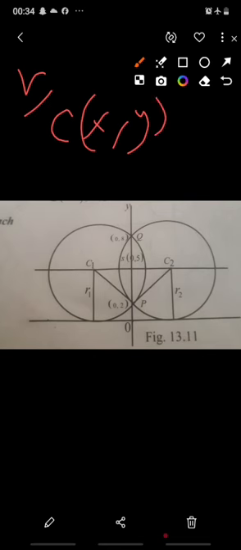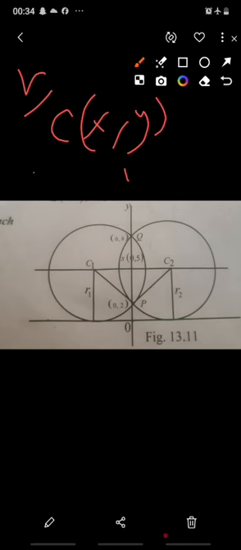So here, let's say the center is C. Its coordinates will be x and then y. From our diagram, we can see that the x coordinate of the centers is not known, but the y coordinate of the two centers is known. That is, C1 and C2 are known.